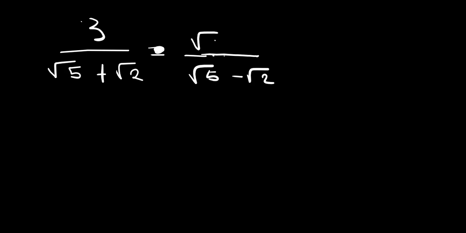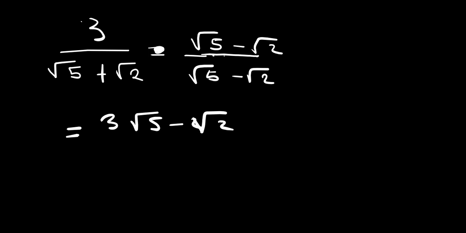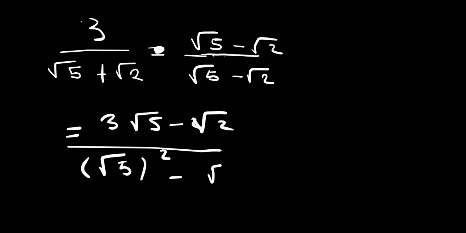This is the denominator. Then on the numerator, the same thing, minus root 2. So on top, the numerator 3 is multiplying by root 5 minus root 2. Then you come down, like we say, it's a difference of two squares. You always get the one that has a negative. So what are you going to do? You do root 5 squared minus root 2 squared.